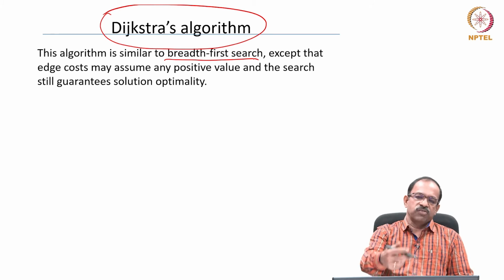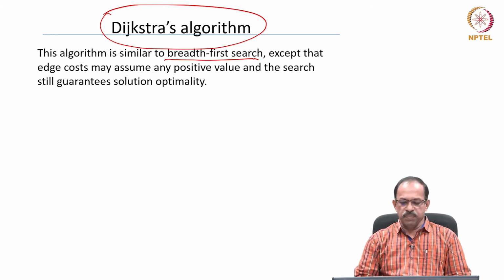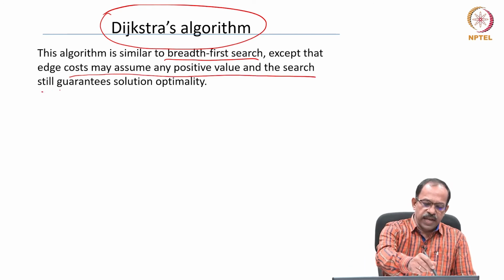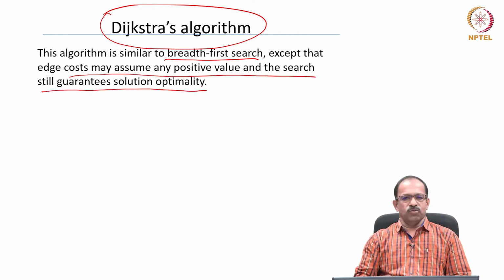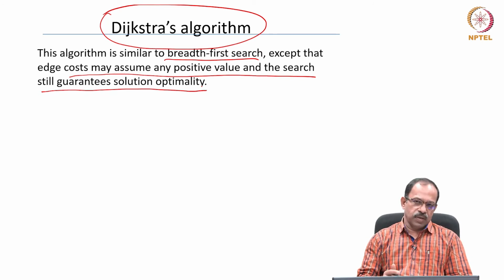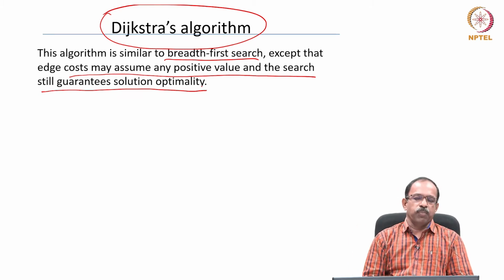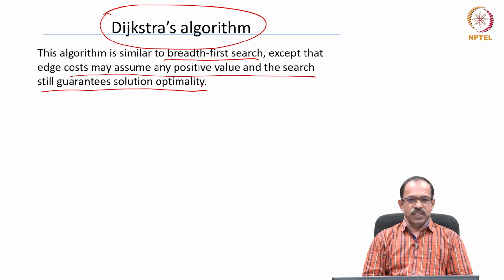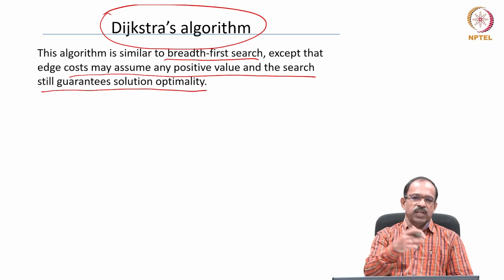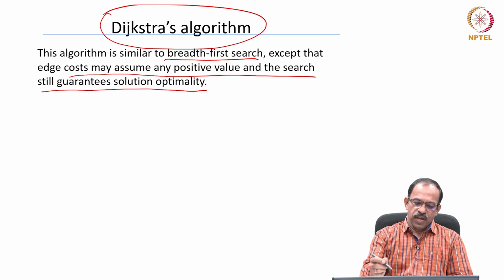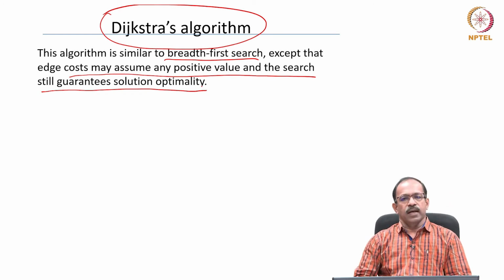It is similar to the breadth first approach. It will follow the same procedure as breadth first, but the cost may assume any positive value and the search still guarantees solution optimality. So, the method of search will be breadth first, but since the costs are different, it will take a different approach in expanding the nodes further, because when the costs are equal you can keep expanding all the nodes, but in this case you do not need to. Based on the cost value, we will look at it and then expand further.